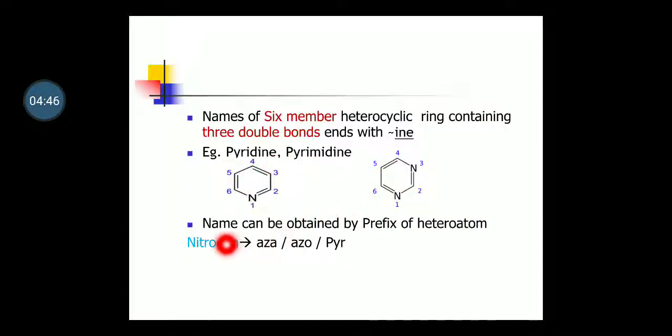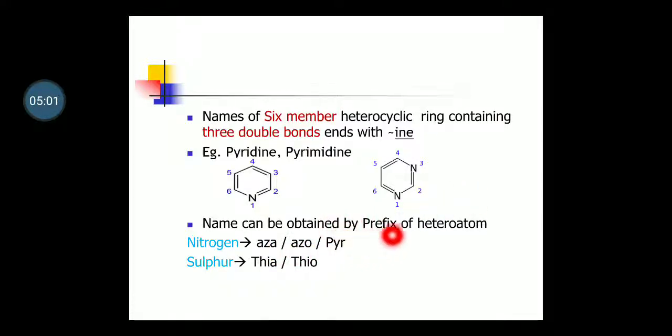It proves that normally it ends with INE. Now the names of these heterocyclic rings can be obtained by prefix for heteroatoms. For example, if the heteroatom is nitrogen, then the prefix will be aza.